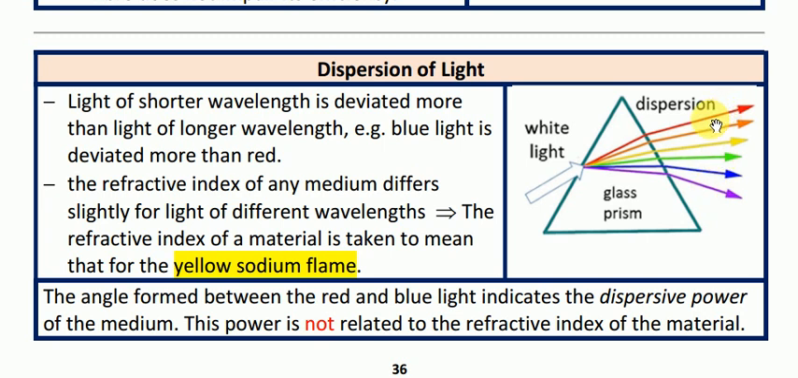The refractive index of a material is normally taken to mean that for the yellow sodium flame. The angle formed between the red and blue light around the yellow indicates the dispersive power of the medium, which we will discuss in chromatic aberration. This is not related to the refractive index of the material.